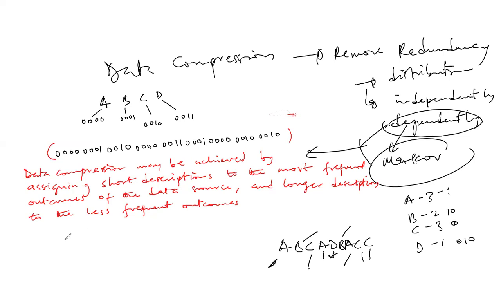So we have A, that is 1. We have B, 1, 0. We have C, 0. We have A, 1. We have D, 0, 1, 0. We have B, 1, 0. We have A, 1. Then we have C, 0, 0. Now you can tell how compressed this is. In other words, we have eliminated some level of redundancy, okay?